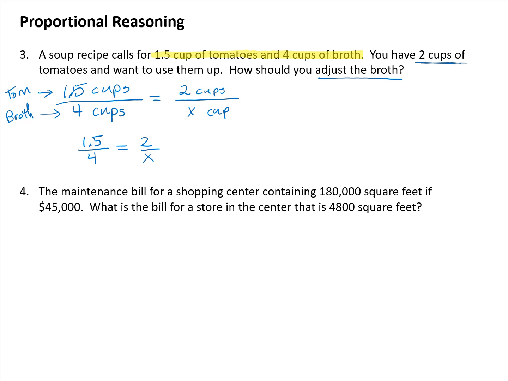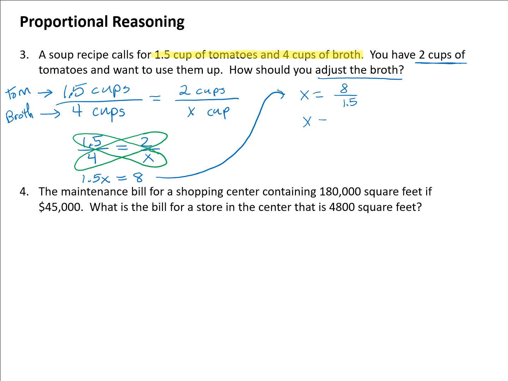So I can use cross products. So calculating 1.5x is equal to 2 times 4. 2 times 4 is 8. So to solve for x, I would simply divide both sides by 1.5. So 8 divided by 1.5. Feel free to use your calculator. I'm grabbing mine real quick.